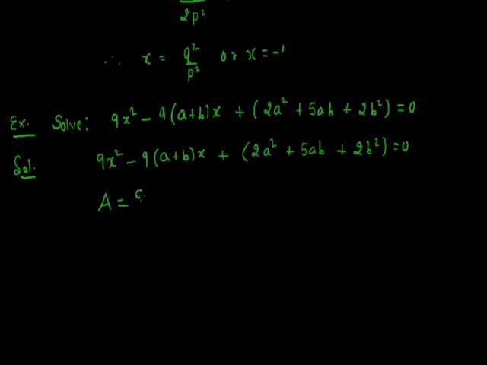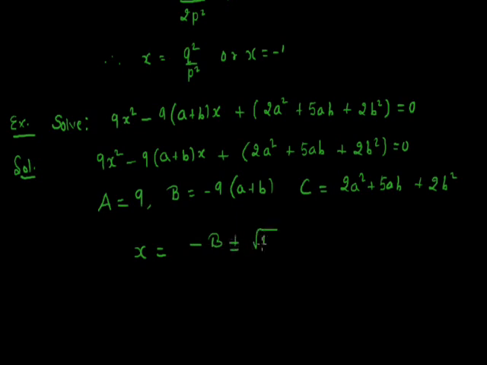Now by comparing with the general quadratic equation ax square plus bx plus c, we will get capital A equal to 9, capital B equal to minus of 9 a plus b, and capital C is equal to 2a square plus 5ab plus 2b square. As we know, the x is equal to minus b plus minus under root d upon 2a. So first we will find the discriminant. D is equal to b square minus 4ac.